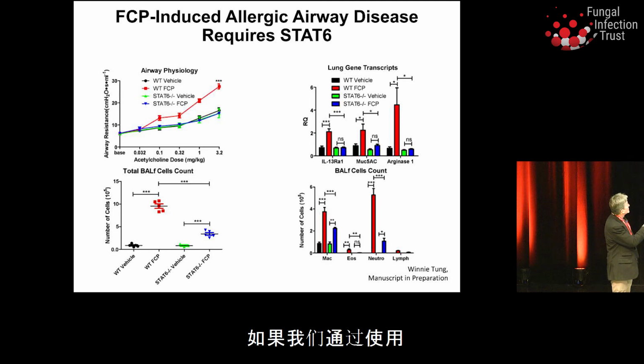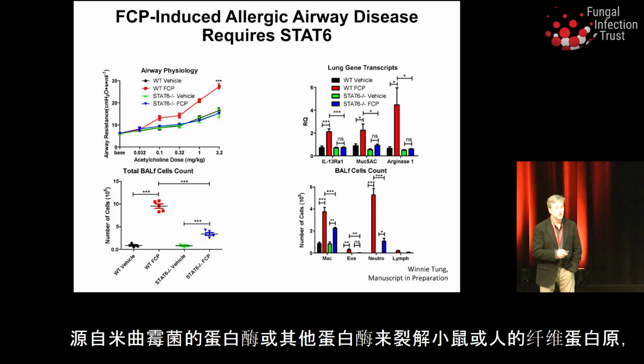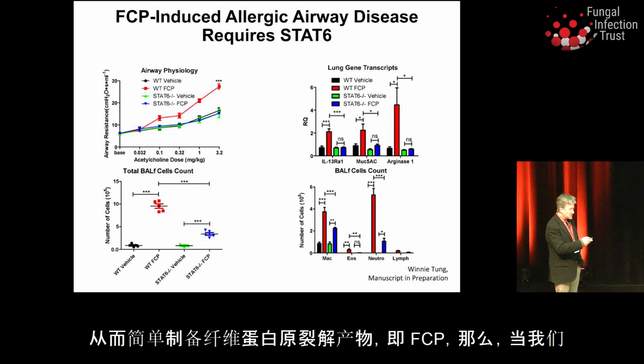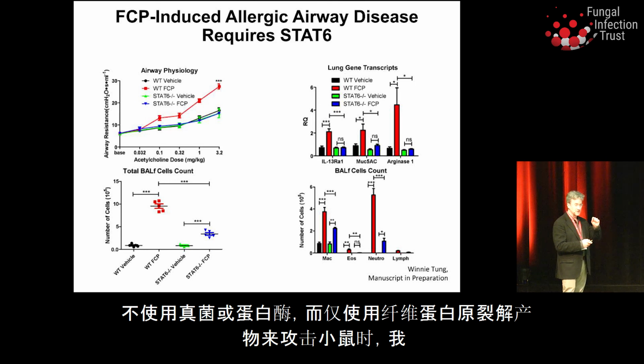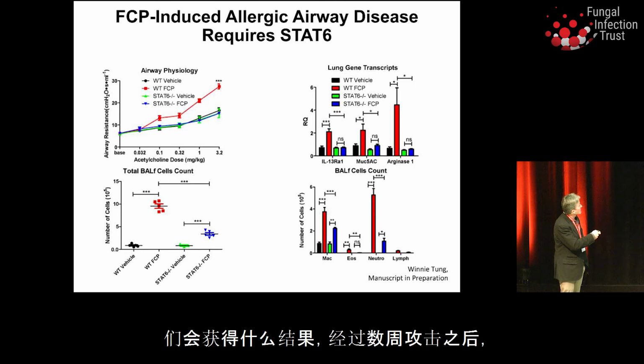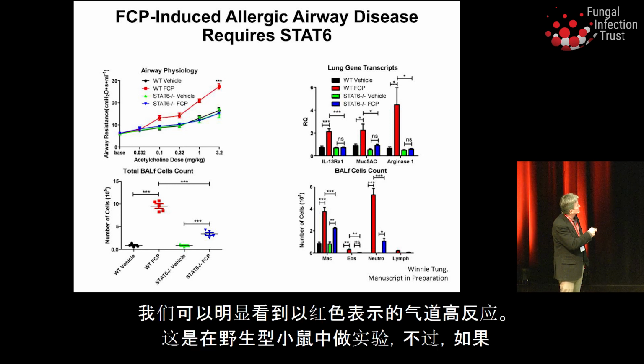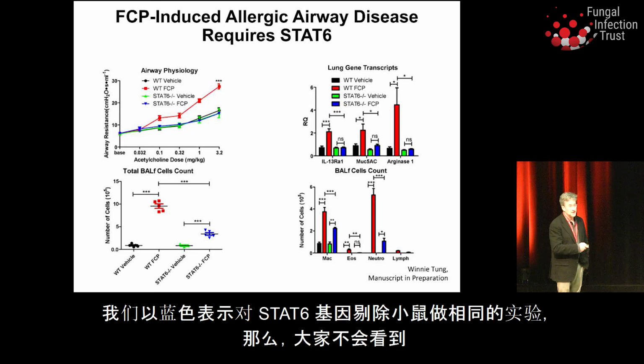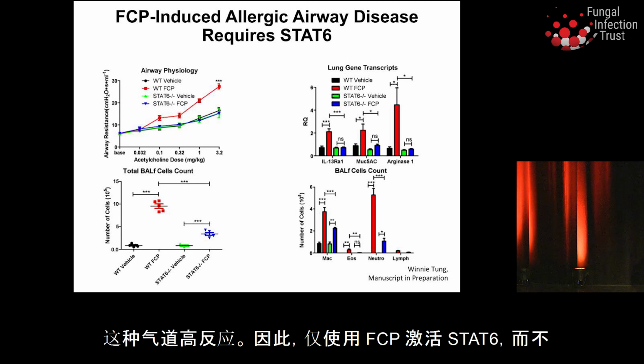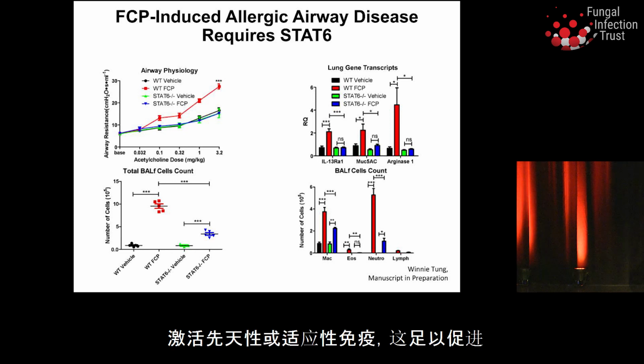If we simply prepare fibrinogen cleavage products, FCPs, by cleaving fibrinogen, mouse or human, with the proteinase derived from Aspergillus oryzae or other proteases, what we get when we challenge mice, not with fungus, not with protease, just the fibrinogen cleavage products, after a couple of weeks of challenge, is significant airway hyperactivity, in red. That's in wild-type mice, but if we do the same thing in blue to STAT6 knockout mice, you cannot get that airway hyperactivity. So the activation of STAT6 just by FCPs, with otherwise no other activation of the innate or adaptive immunity, is sufficient to drive an asthma-like phenotype.